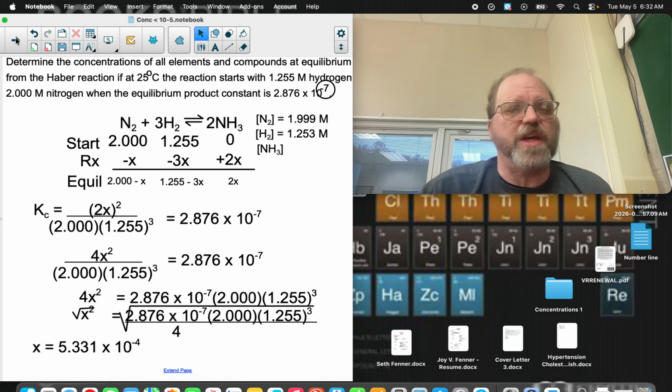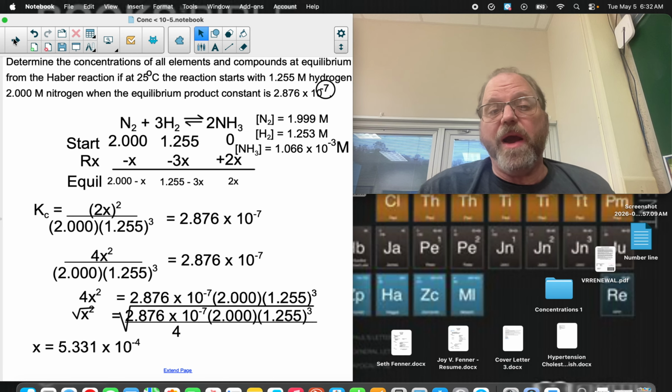Again, not much of a change. For ammonia, then, it's 2x, so 2 times 5.331 times 10 to the minus fourth is going to be 1.066 times 10 to the minus third molar. All right, those are the answers for that one. Hopefully that's not too bad.